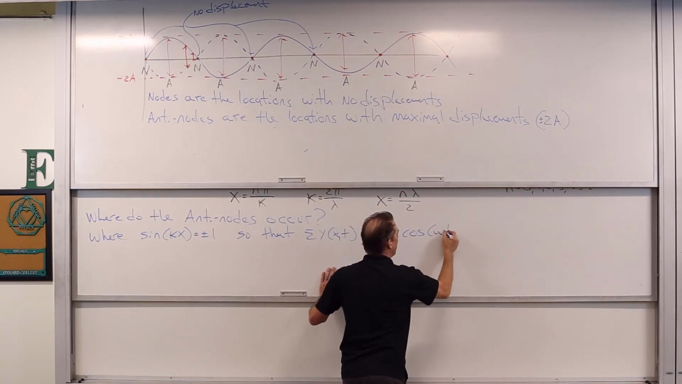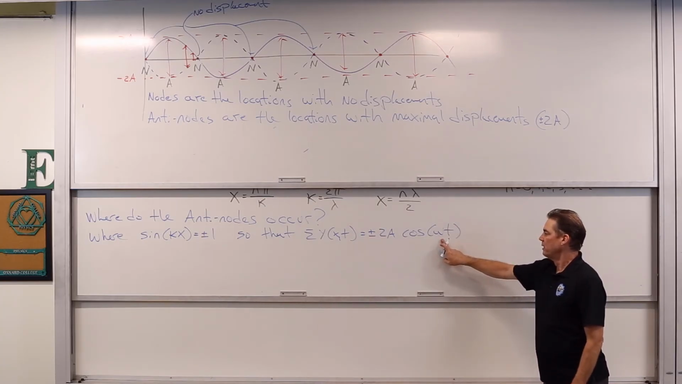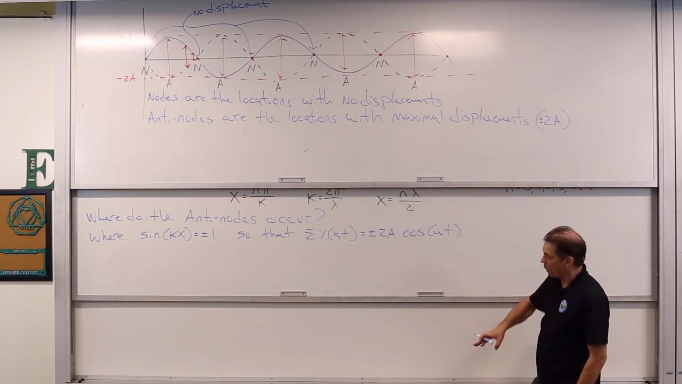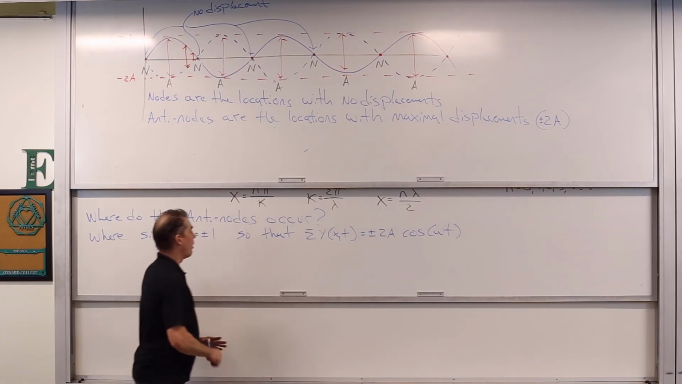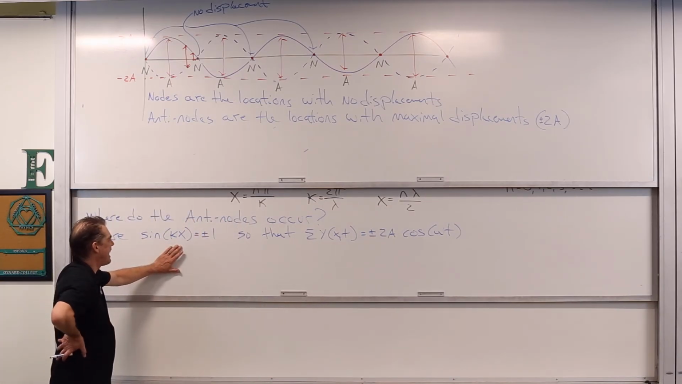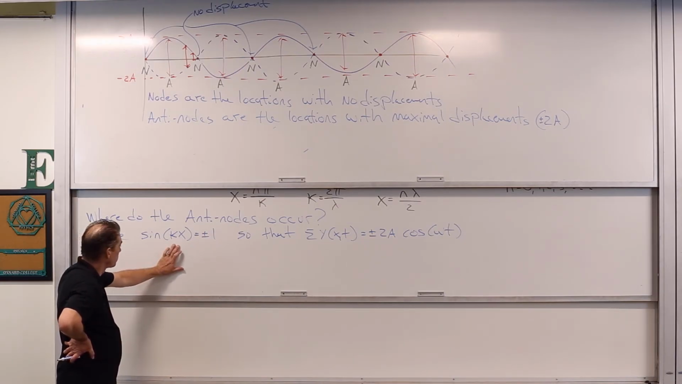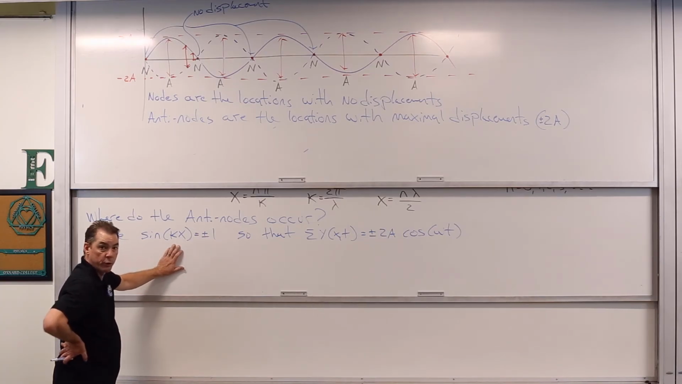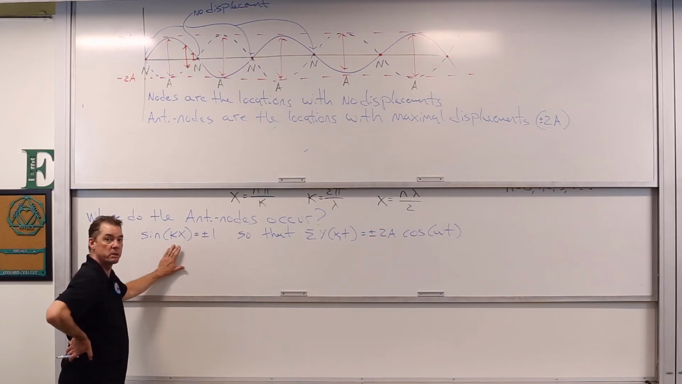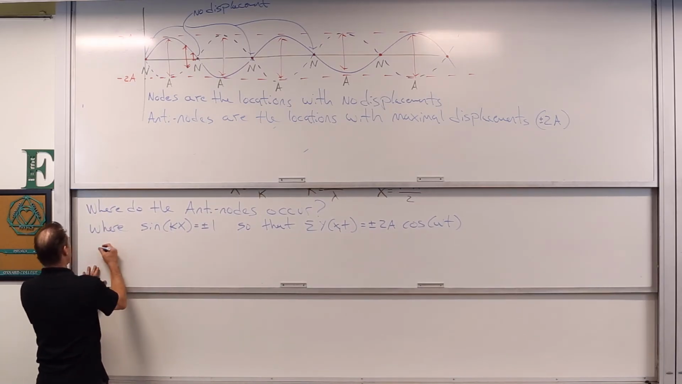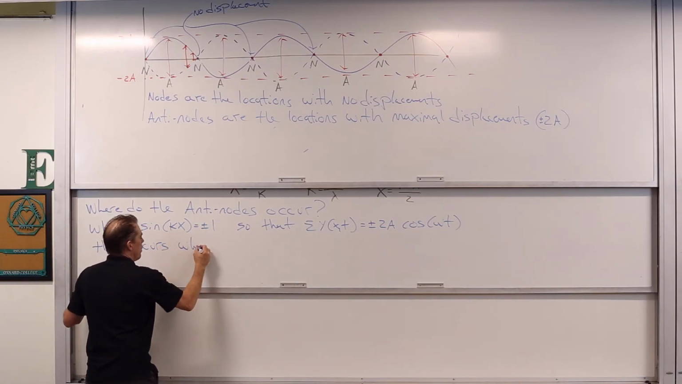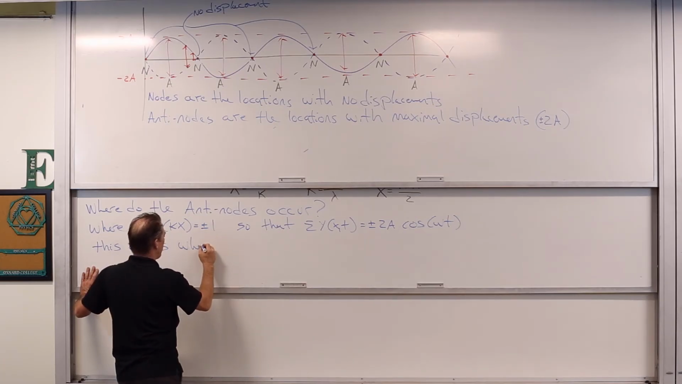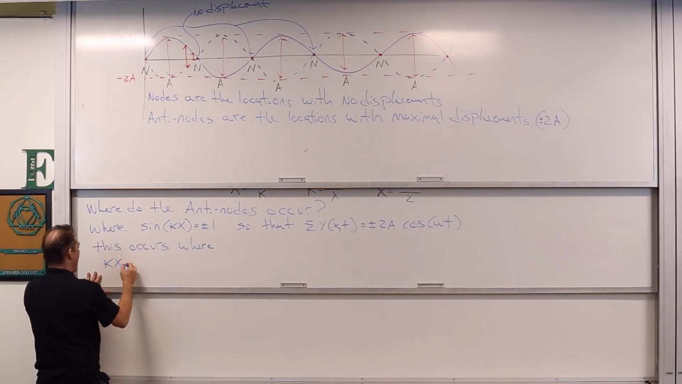So, antinodes occur where the sine of kx is equal to plus or minus 1. So that y of x and t is equal to plus or minus 2a times, again, the cosine of omega t, but that's just the oscillatory nature. Overall, those positions are going up and down. Sometimes they're zero, sometimes they're maximum, but there's the amplitude overall.